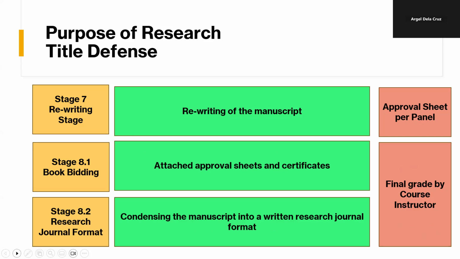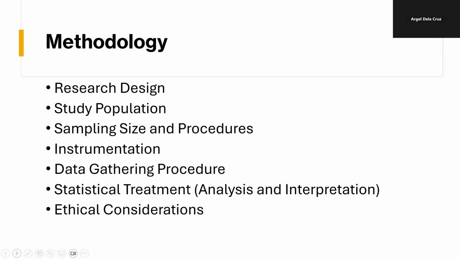Okay, so now let's proceed with our methodology. For the methodology, we're going to discuss the following: research designs, study population, sampling size and procedures, instrumentation, data gathering procedures, statistical treatment, or analysis and interpretation in case of a qualitative research design, and ethical consideration. Let me first clarify what the research design is. In our class, we're going to have the following research designs. First is the recommended quantitative.